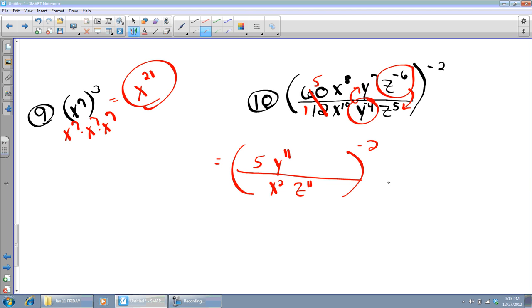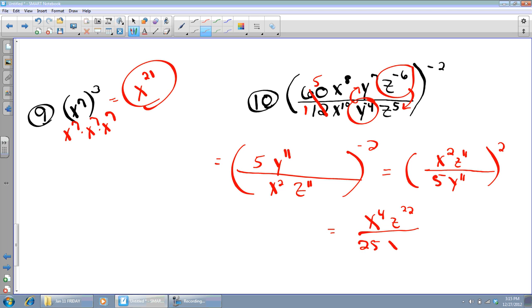Well, that negative on the exponent of 2 means I'm going to use the reciprocal and get x squared z to the 11th over 5y to the 11th. I still need to square everything. X squared squared is x to the 4th. Z to the 11th squared is z to the 22nd over 25y to the 22nd. And there we go. That's it.